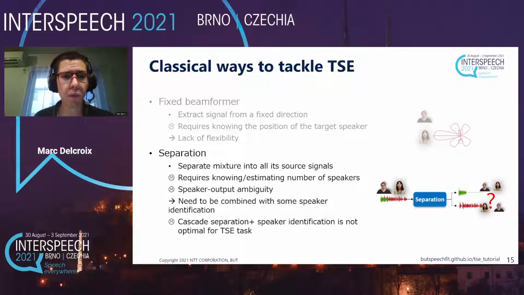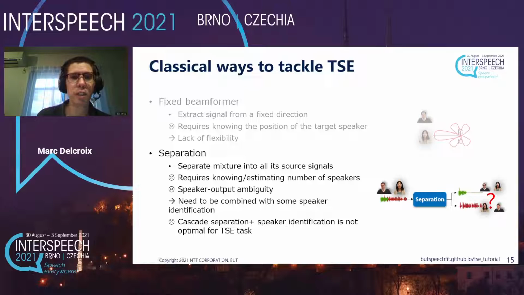Another approach would be to use separation. So separation would separate a mixture into all of its source signals, as seen here. However, there are a few drawbacks of separation. First, separation requires knowing or estimating the number of speakers. Second, there is a speaker output ambiguity, which means that after separation, even if we perfectly separated the signals, we don't know which output will correspond to the target speaker.